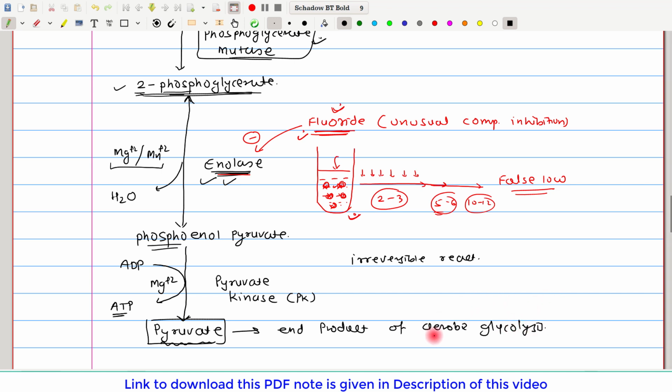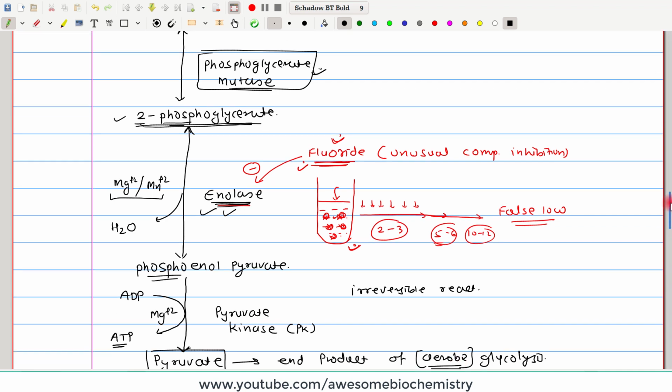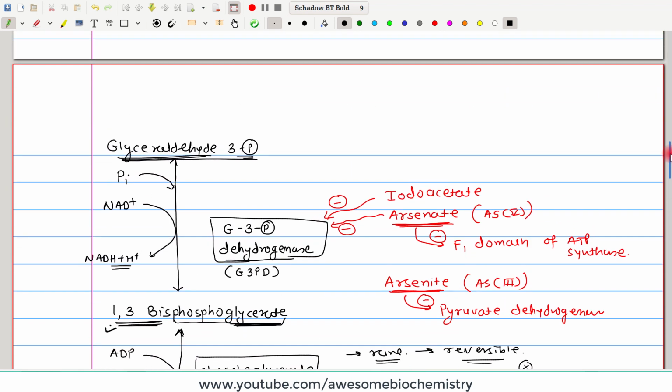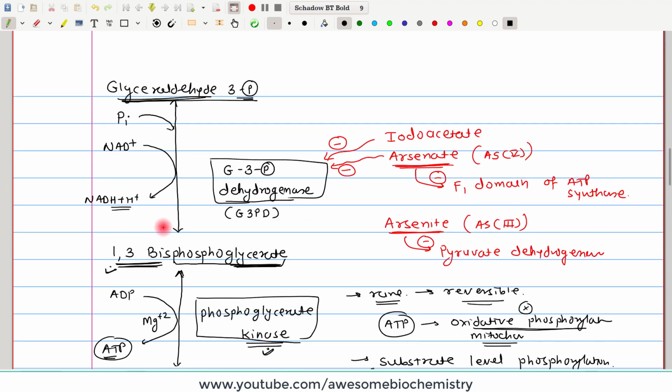Now, why aerobic glycolysis? We have seen the entire pathway of glycolysis. Oxygen is not required at all. Then why is this a product of aerobic glycolysis, the end product of aerobic glycolysis? To understand that, we have to revisit this step, that is the conversion of glyceraldehyde 3-phosphate to 1,3-bisphosphoglycerate. See, here one very important thing is this NAD+.